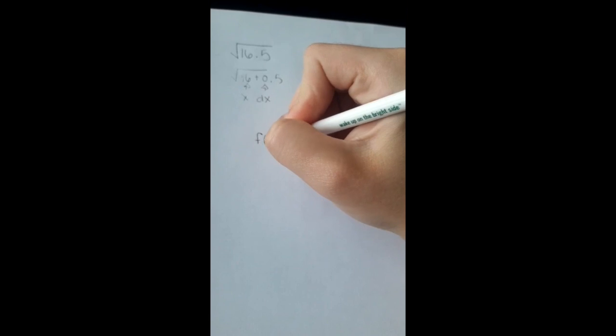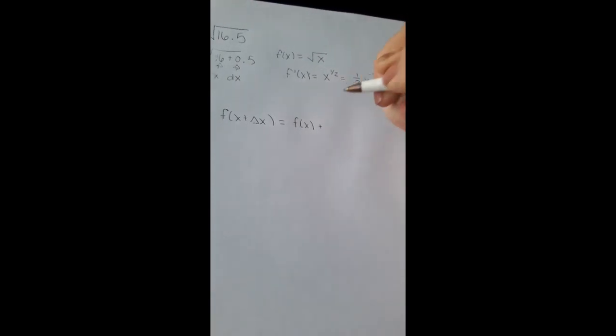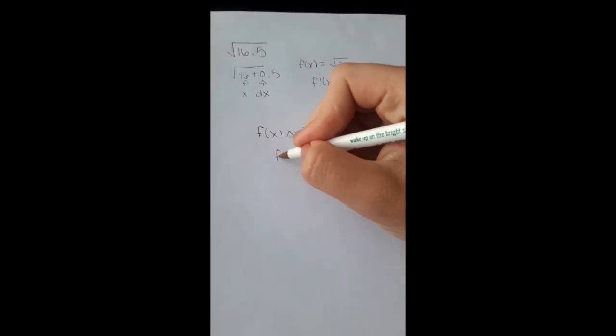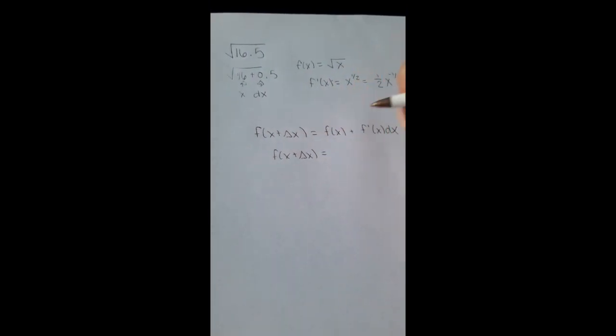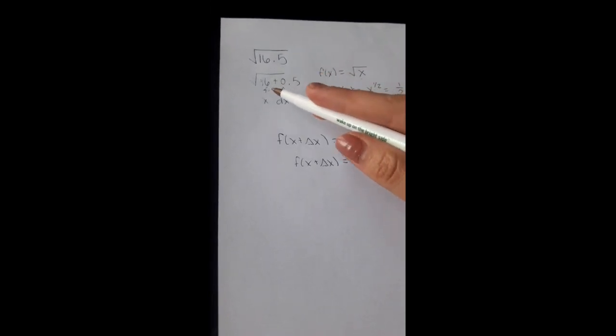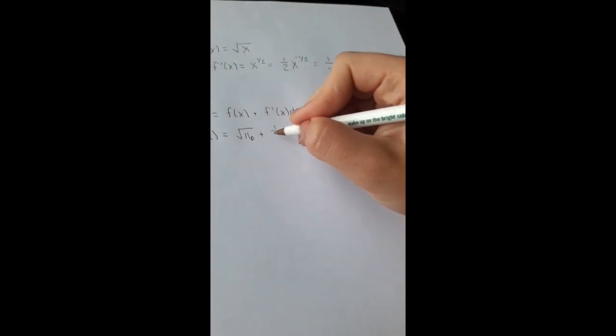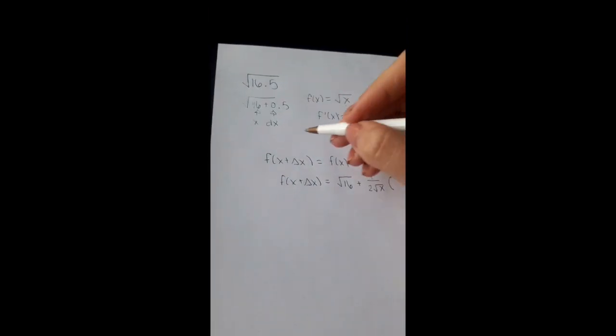The formula for us to find the approximate using differential is f of x plus delta x equals f of x plus f prime of x times dx. If we substitute with the values that we found earlier, it will give us root of x, which is 16, plus f prime of x, which gives us 1 over 2 root of x, times dx, which is 0.5.